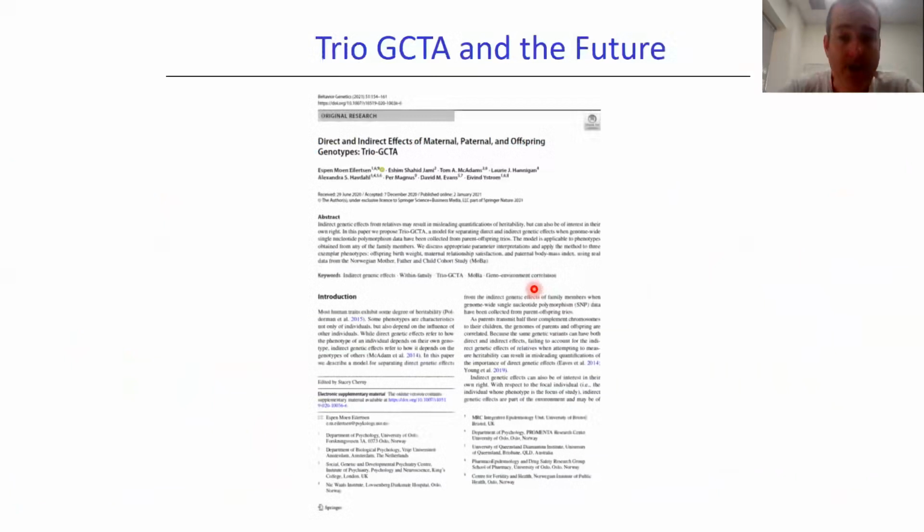I'm just going to finish off and give a shout out to some recent work from Espen Moen and colleagues at FHI in Oslo in Norway, where they've taken the M-GCTA model and extended it to look at paternal effects and assortative mating as well. They've called this method Trio GCTA. So if you're interested in having a read of that, it came out in Behavior Genetics in 2021.